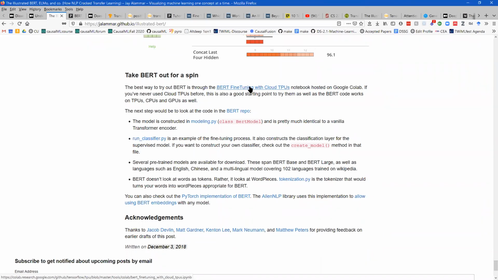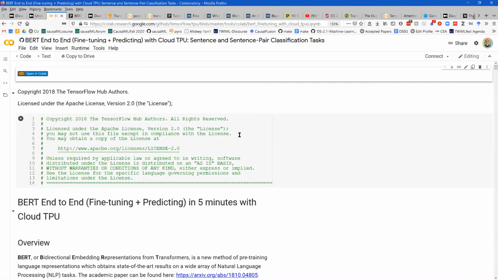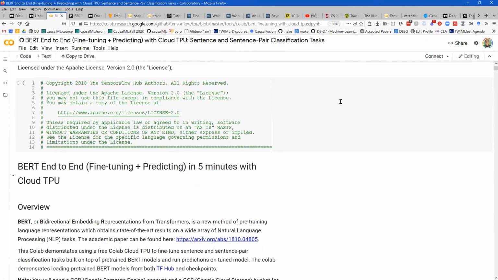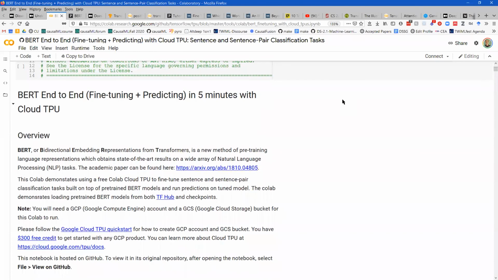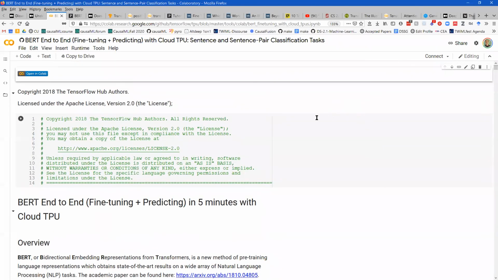Maybe there's a better one that we could use for next week. So let's think about that. And if anybody has ideas, just put them up on Slack, and then we'll figure out what to do next week. But tentatively, what I want to do then is to look through this notebook that he refers to, and I'll post it. So BERT end-to-end fine-tuning with Cloud TPU, sentence and sentence pair classification tasks. It looks like an interesting starting point. Okay, so unless somebody has a better suggestion for next time, let's just do that one.